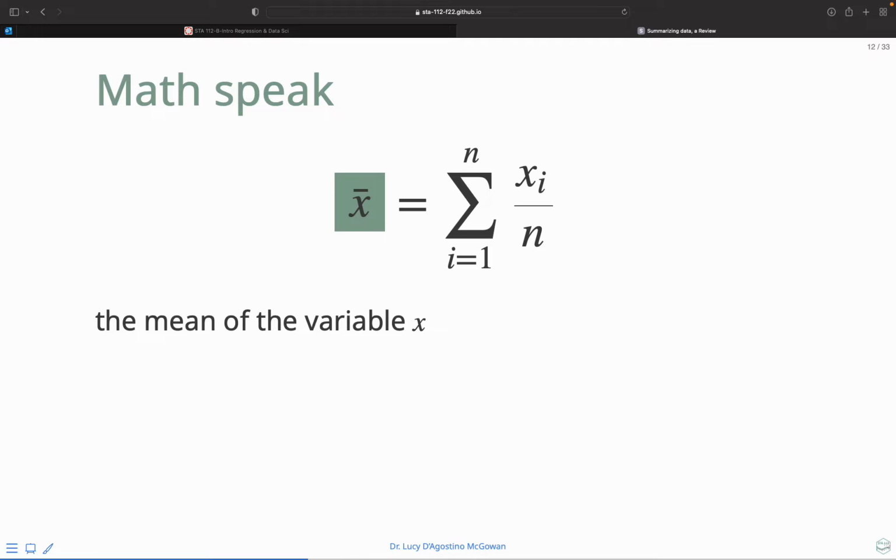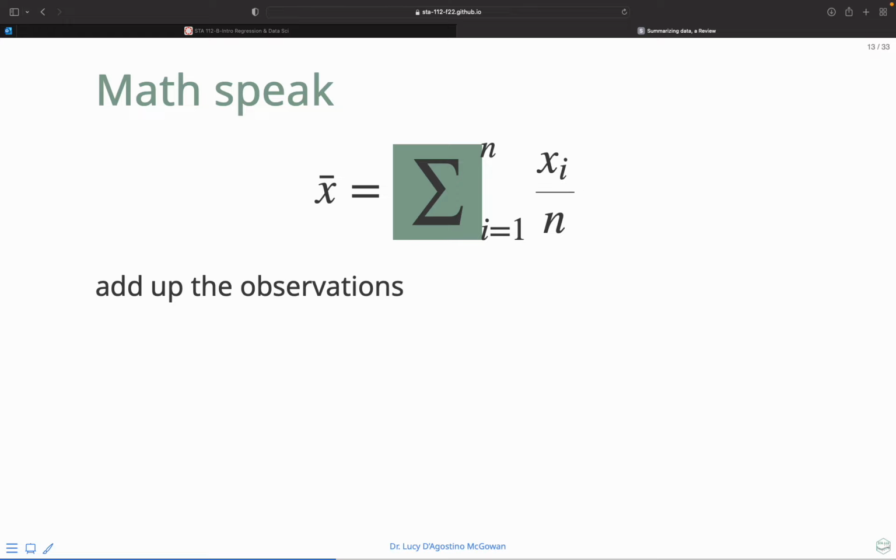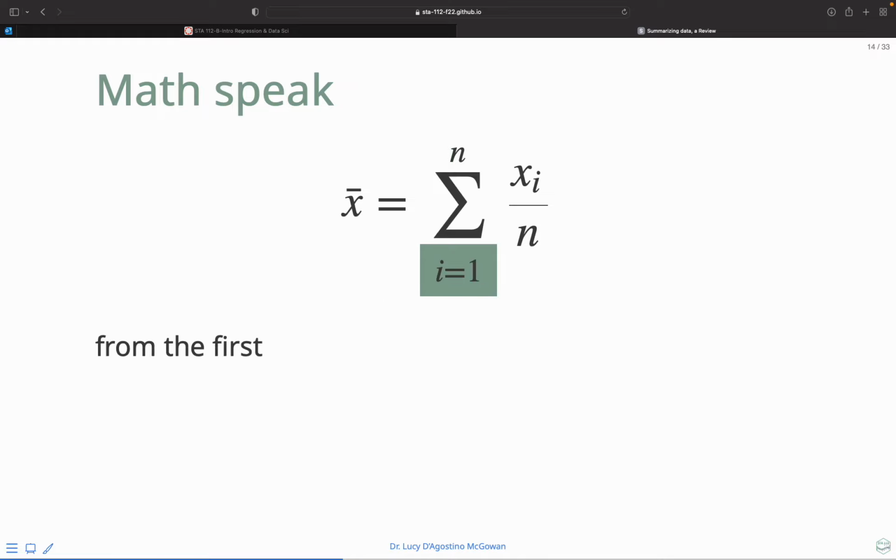On the left-hand side of this equation, I have x bar. A bar on top of a variable means that you're taking the mean or the average. So what I'm saying here is that the mean of the variable x is equal to the sigma, this thing that kind of looks like a big E. This means that we're going to add up observations. Sigma is a Greek indicator that anything to the right of it is going to be summed up. And underneath the sigma, it tells us where we're going to start summing. In this case, i equals 1 will be the first observation.